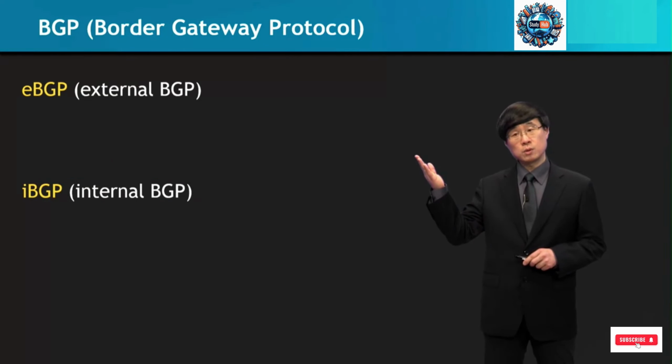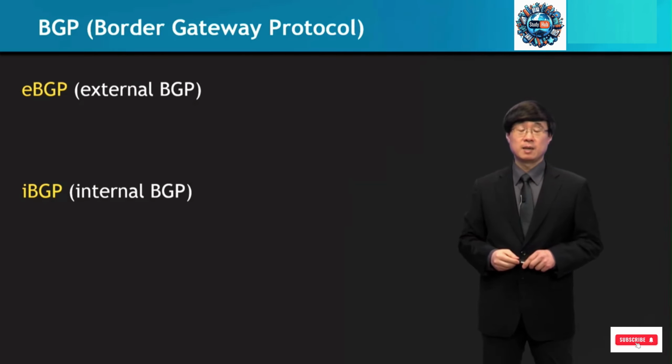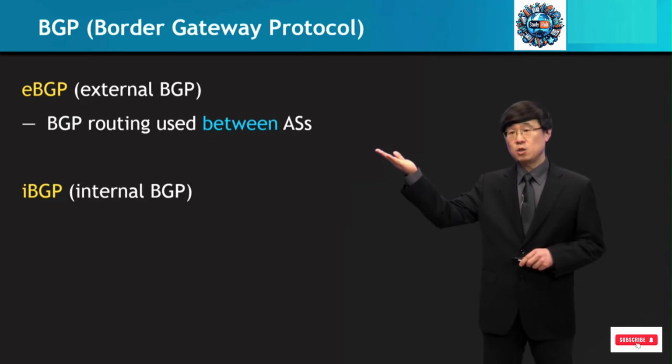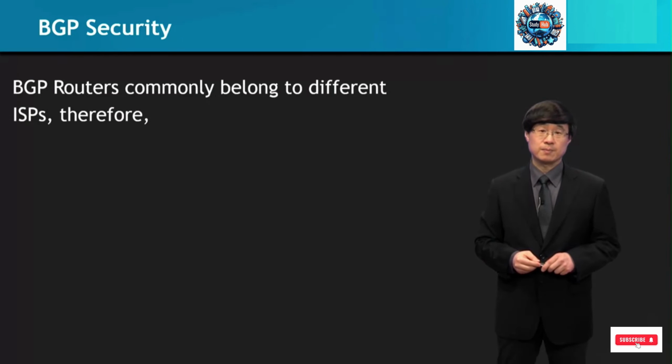Border Gateway protocols have external BGP and internal BGP types. External BGP is used for BGP routing between ASs, and internal BGP, IBGP, is used for BGP routing within an AS.